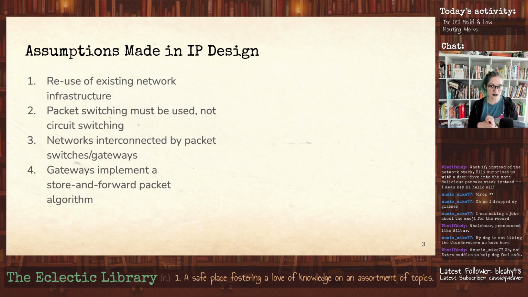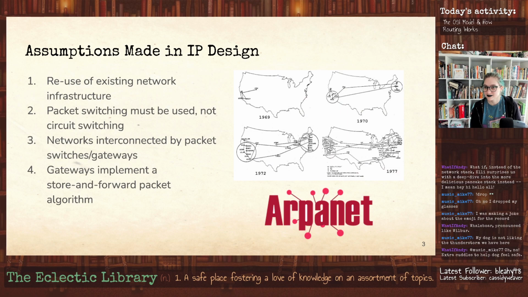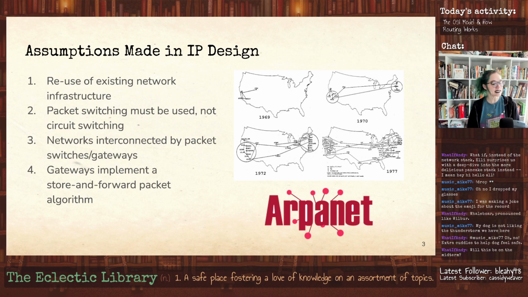Any questions about those assumptions? They're kind of just the criteria that they were assessing their design on, or the base set of constraints they had to work with. Yeah, and again, ARPANET was already the biggest one, so they wanted to make sure they didn't have to change too much to ARPANET to get it to work with the rest of the internet. Will this be on the midterm? I hope to God that I don't write a midterm.